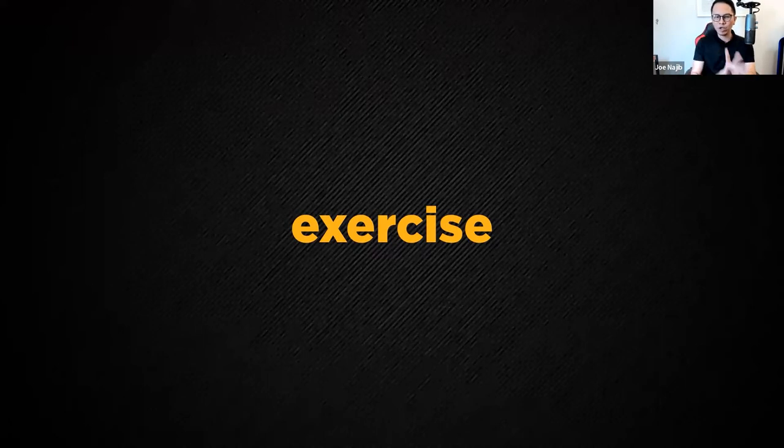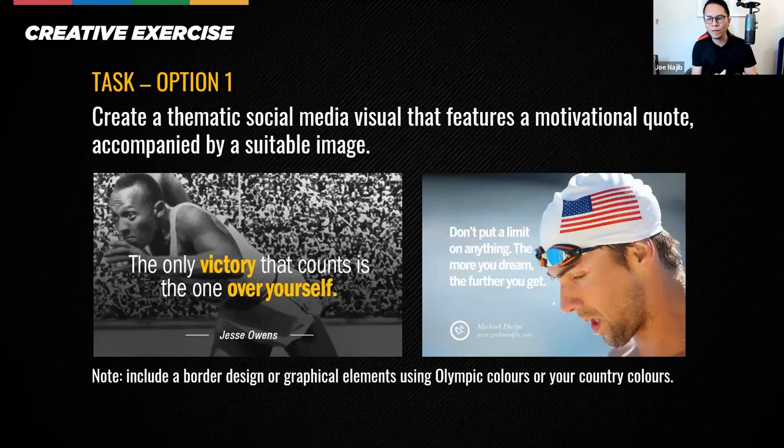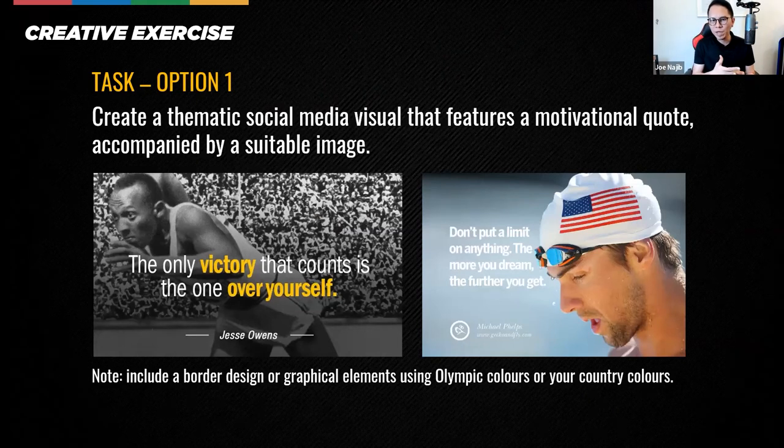There are two exercises for you to choose from, whichever you think would be easier for you. The first task, if you choose to select this one, is to create a thematic social media visual that features a motivational quote accompanied by a relevant picture. That means if Muhammad Ali has said something inspiring, get a picture of Muhammad Ali, write that quote, design the text and placements, and create a picture out of it from PowerPoint.